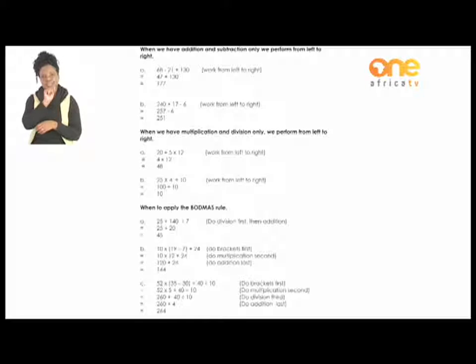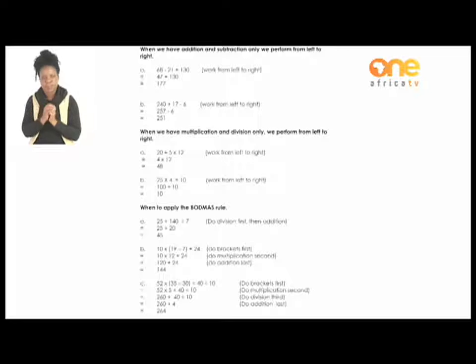So let's try: 20 divided by 5 times 12. We see the division is first, so that one we will do first. We first do 20 divided by 5, and 20 divided by 5 equals 4. And then we add times 12. 4 times 12 equals 48. We will also see one thing, boys and girls: we do each sum of the BODMAS separately.